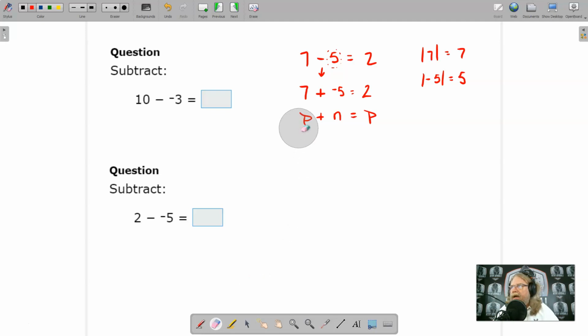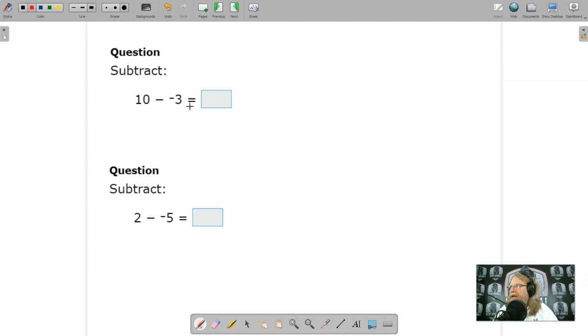So with that in mind, let's go ahead and consider the problem that we have here. We have 10 minus negative 3. Always good to rewrite the problem. And notice that my minus sign is right about at the mid-level of the numbers. But whenever I write the negative sign before the 3, I raise it up so that we don't confuse the subtraction with the idea of a negative number.